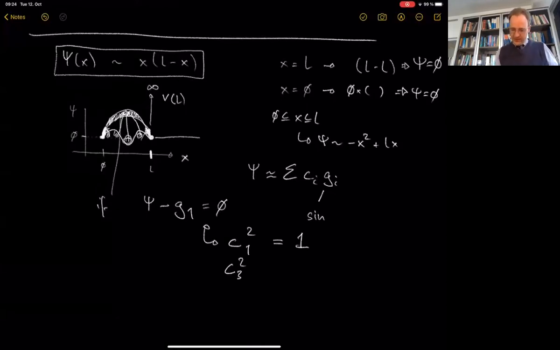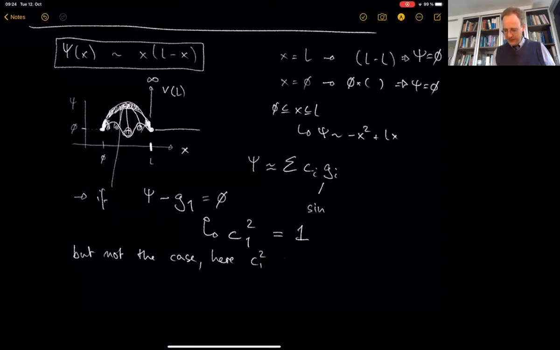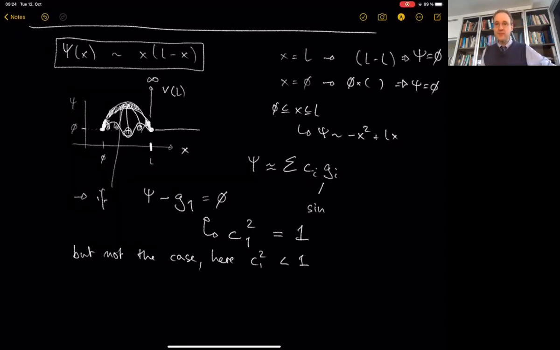So this is a conditional thing, right? If that was true, this is not the case. So let me phrase this correctly. But not the case here. C1 squared is the smaller one, okay? You're missing roughly between 1 promille and 1%.